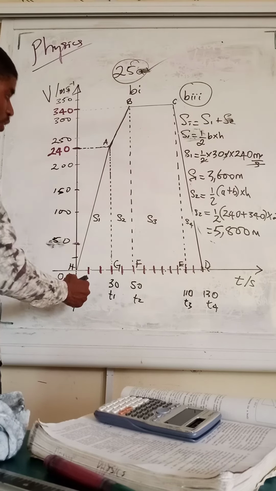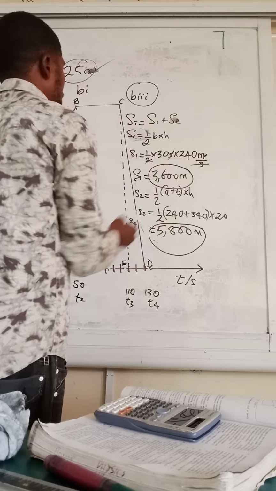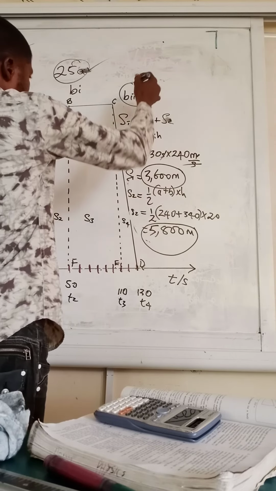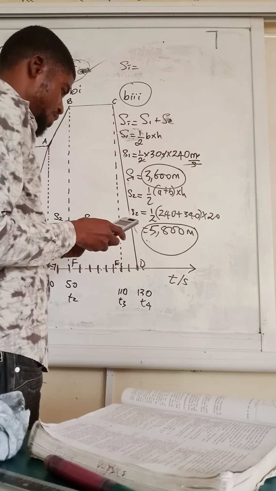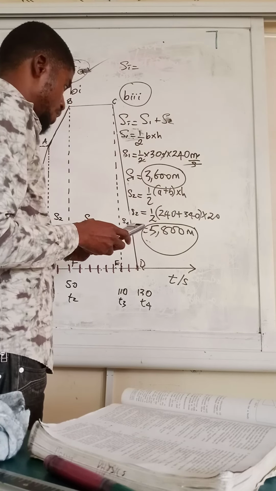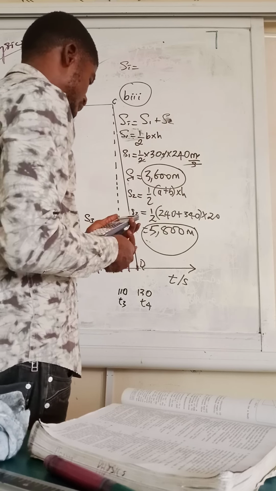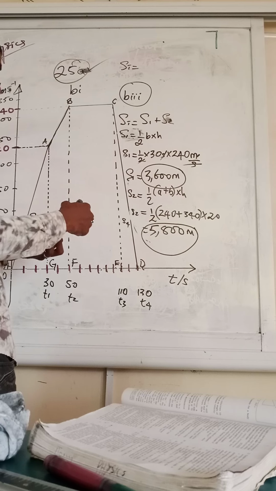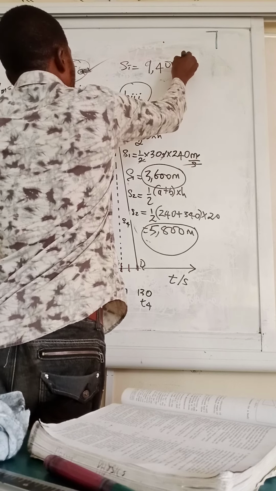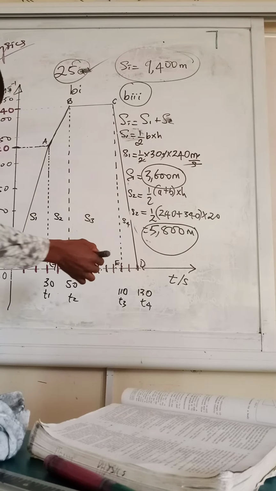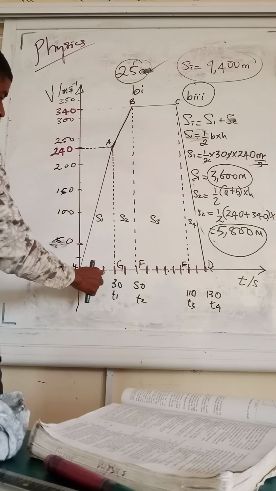So the total distance traveled during the first 50 seconds, which is 10, 20, 30, 40, 50, is simply this plus this. So if we do that, we have our total distance given as 3,600 plus 5,800. What do you have? Our answer is 9,400. 3,600 plus 5,800 will give us 9,400 meters. That is the total distance traveled during the first 50 seconds.